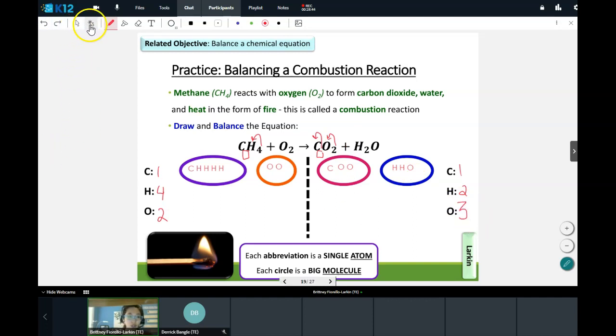So first things first, what do I need to balance? Carbon, hydrogen, or oxygen? Which one should I balance first? Good, I see Tara in the chat. I see Rosa, I see Matt. Yeah, let's balance our hydrogens. Our carbons look fine for now. So let's go ahead and take a look at our hydrogens.